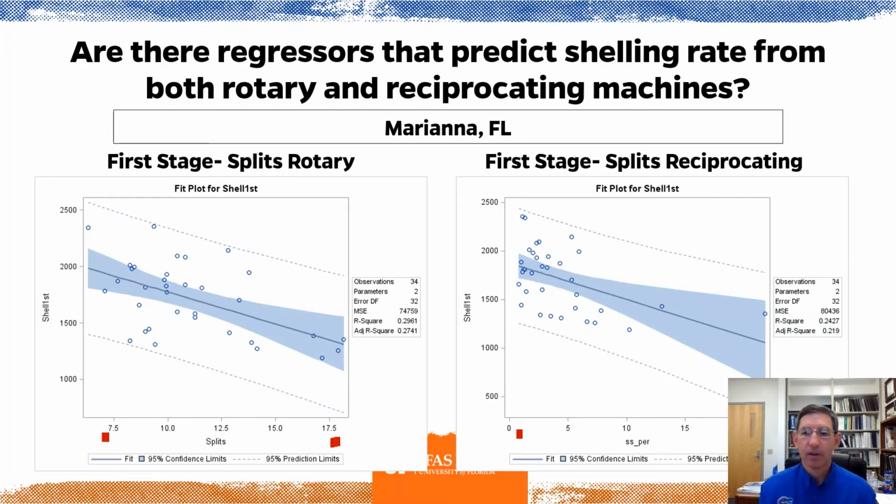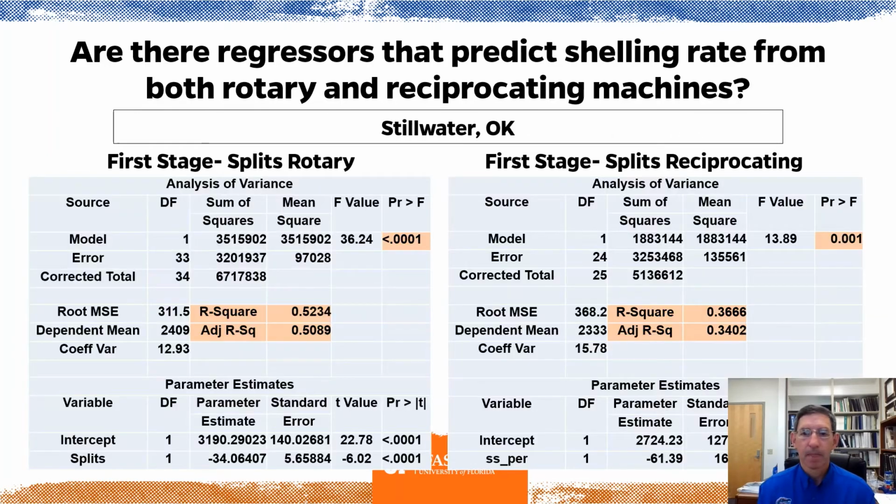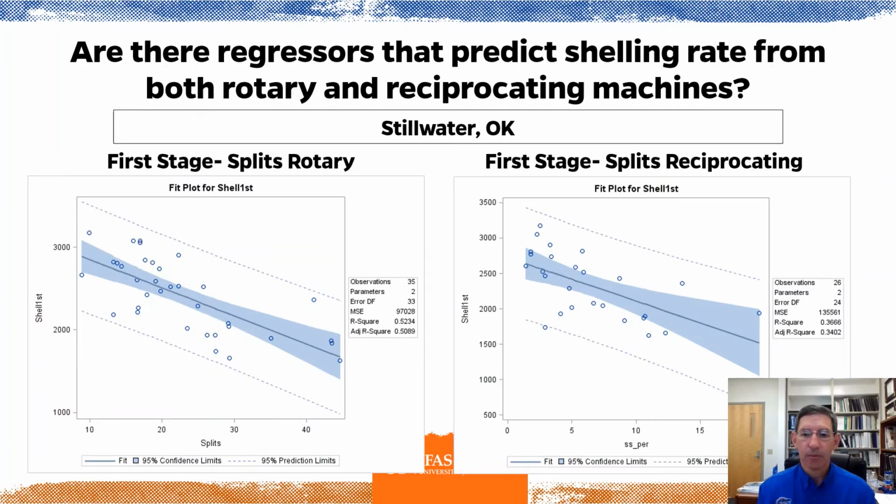So certainly the reciprocating sheller just does not generate as many splits in these 2 locations as the rotary sheller does. Now we did the same thing in Oklahoma, and we see a little bit better correlation here, a strong relationship between the splits and first stage shelling rate. But again, only about 35% of the variation explained. And if you look at the range of splits generated in the reciprocating sheller in that location, quite a bit more splits were generated here, up to 20%, and a bit more evenly spread in this case compared to the rotary sheller in Oklahoma.